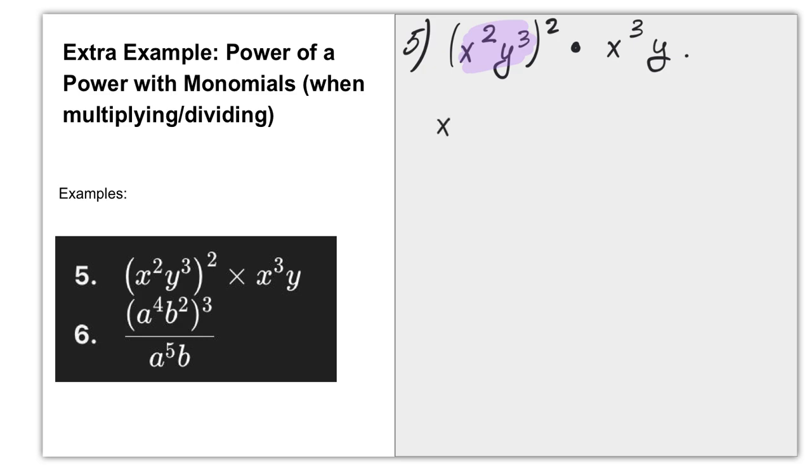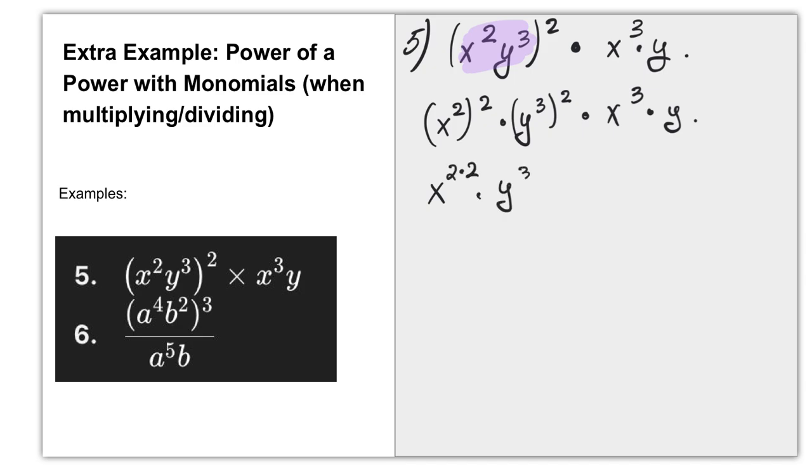So x to the second power raised to the second power, and then y to the third power is raised to the second power. And then I'm going to rewrite everything else the same just to have it. Okay, so let's go ahead and multiply the exponents. I'm going to show you the multiplication, but you don't really necessarily need to do this step. But while you're learning, you can do it.